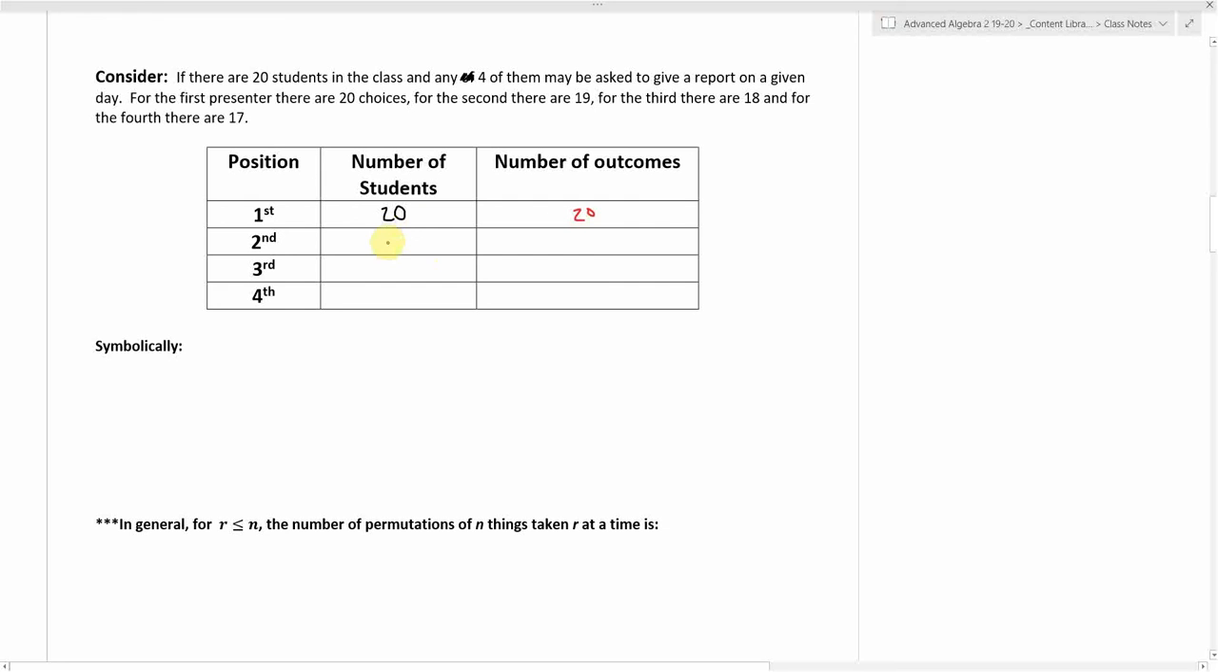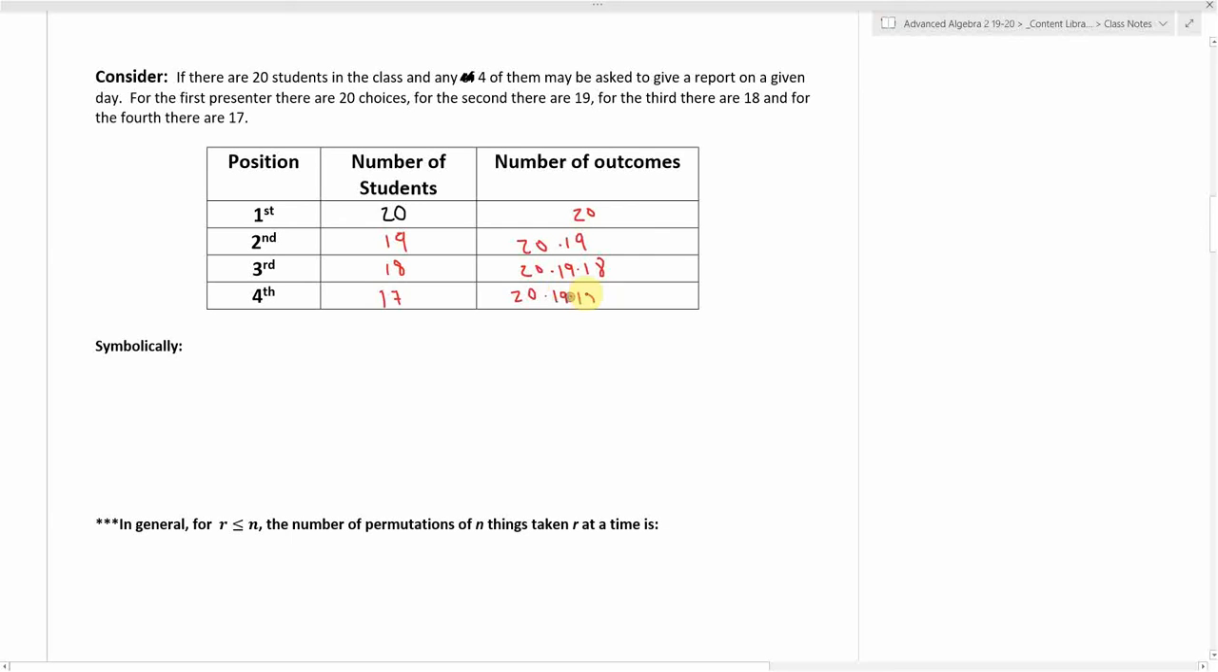Once we've picked that first person, there's 19 people left for the second presenter. So we'd have 20 times 19 possible outcomes for the first two presenters. Once they've gone, there's 18 people remaining for the third presenter. So the first three presenters could go in any of 20 times 19 times 18 possible orders. And once they've gone, there's 17 people left for the fourth presenter.